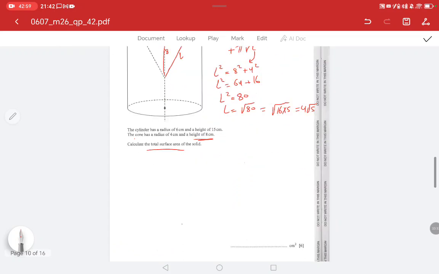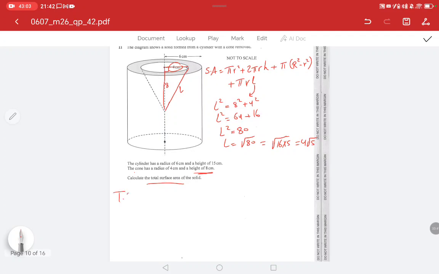Let's go back and substitute in the formula. The total surface area equals pi r squared of the circle. What's r of this one? The r is 6, so it's 6 squared, plus 2 pi r, where r again of the cylinder is 6, times the height, which is 15. Plus pi, with the big R, which is 6 squared, I made it capital just to differentiate between them, minus the small internal circle, 4 squared. Plus pi r, where r of the cone is also 4, times L, which is 4 square root of 5.